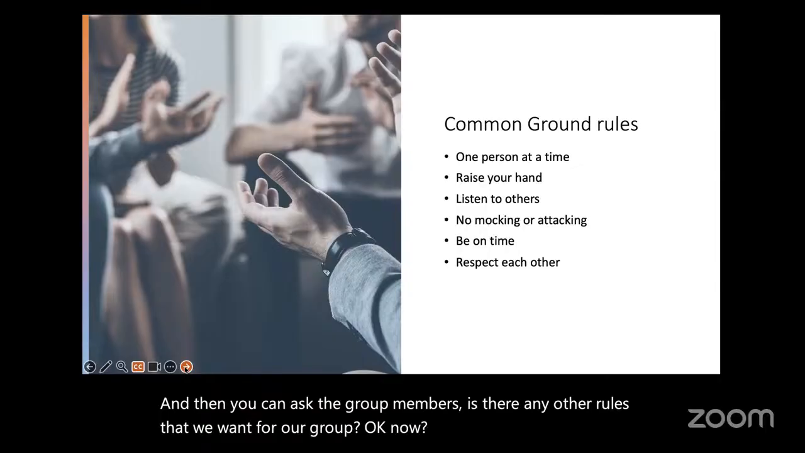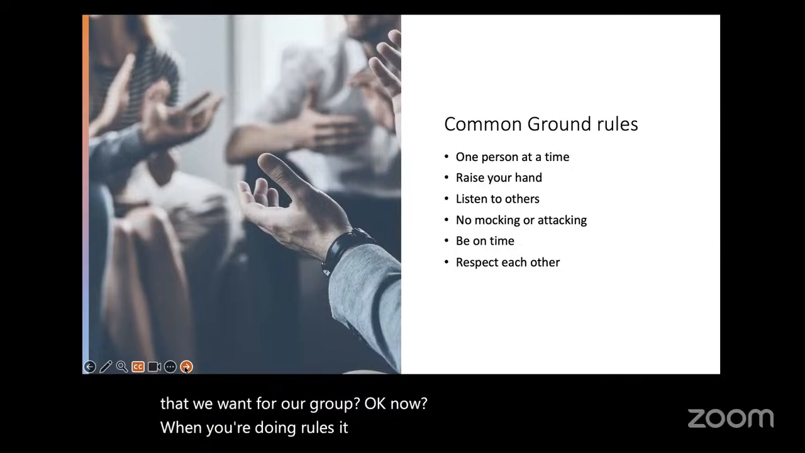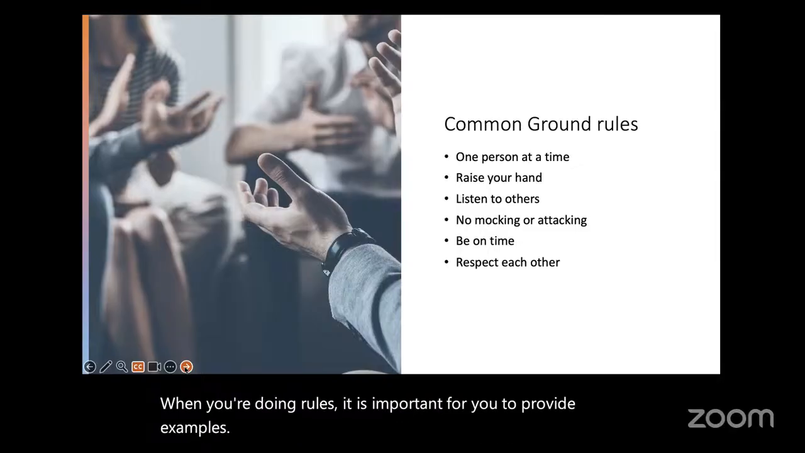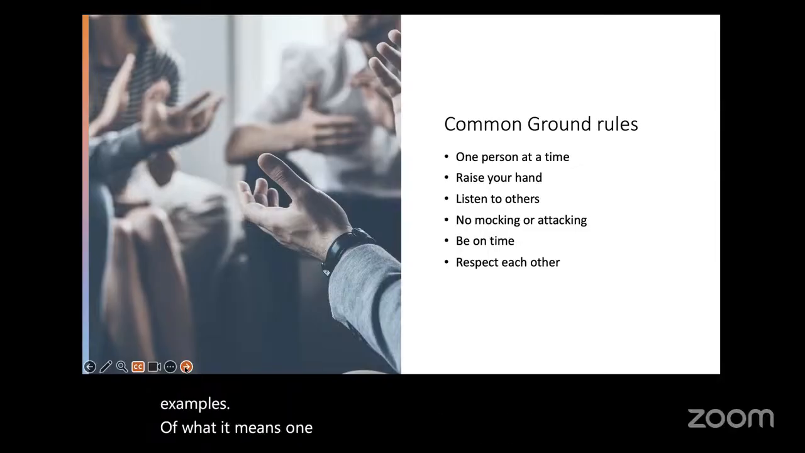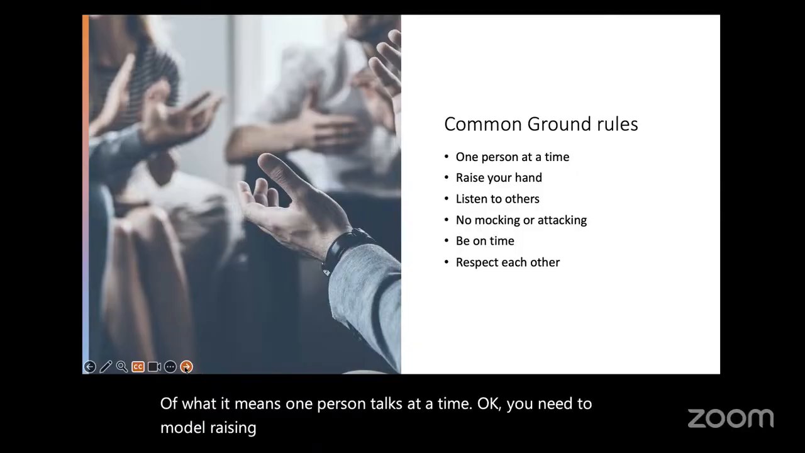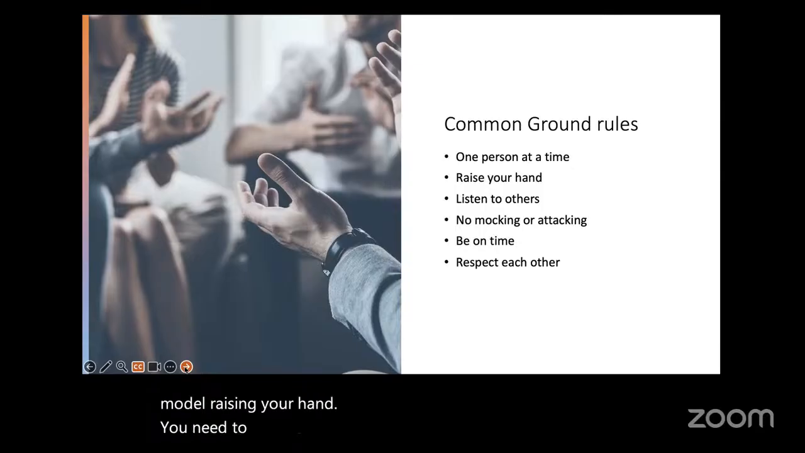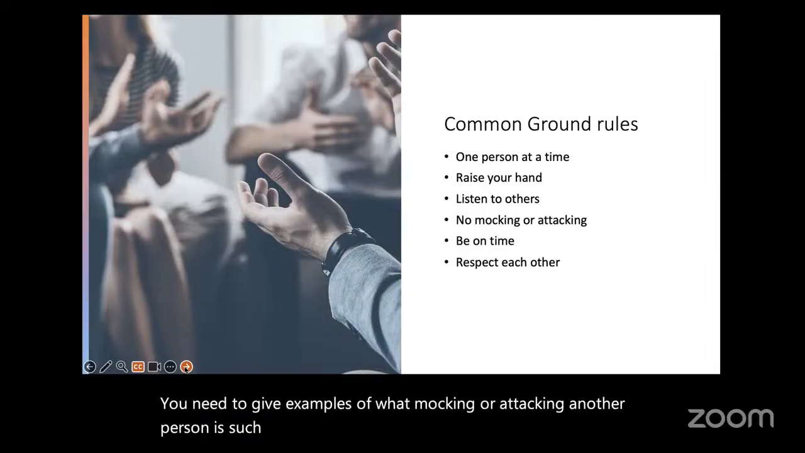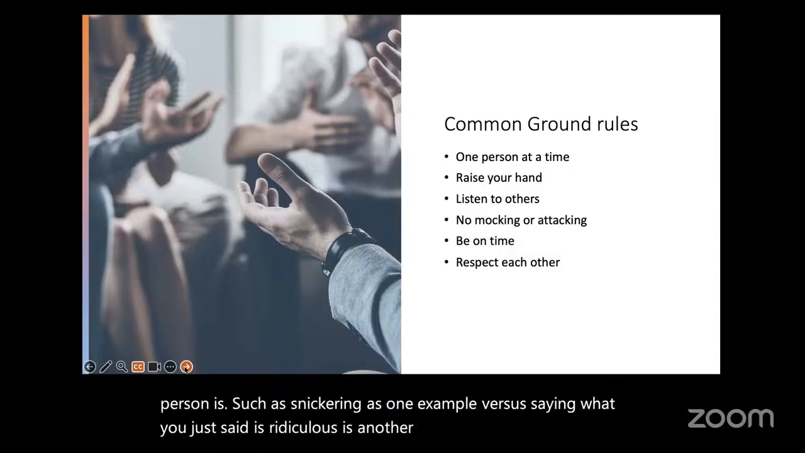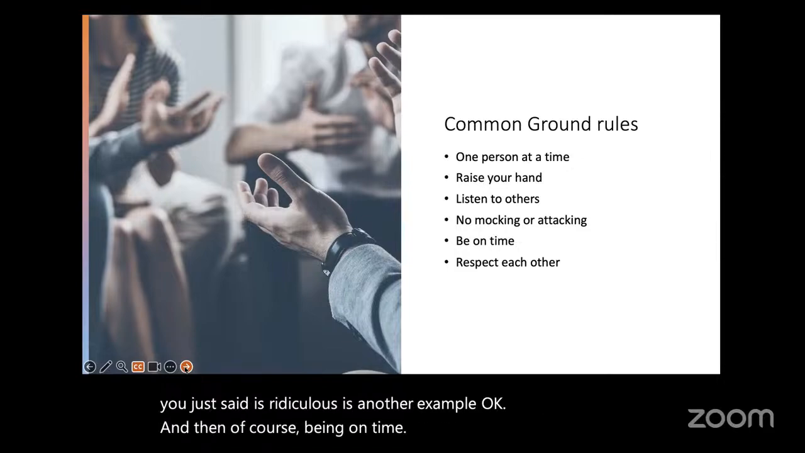Now, when you're doing rules, it is important for you to provide examples of what it means, one person talks at a time. You need to model raising your hand. You need to give examples of what mocking or attacking another person is, such as snickering as one example, versus saying what you just said is ridiculous is another example. And then, of course, being on time.